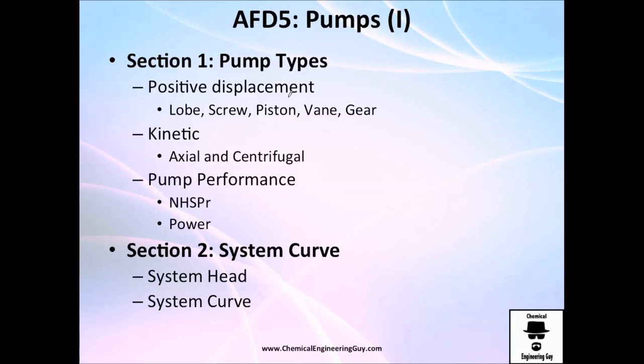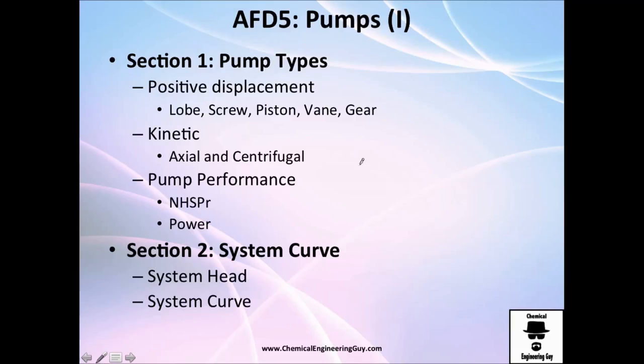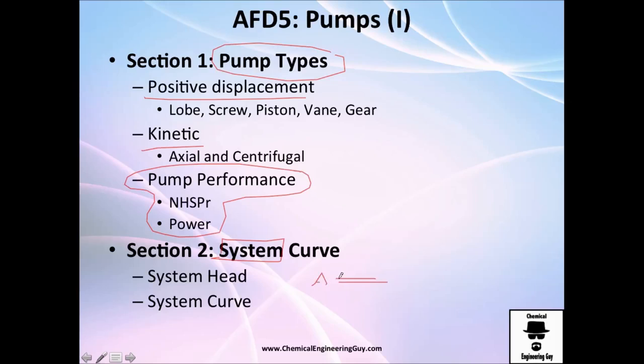Then we check out pumps, AFT block number 5. This is essentially 5 sections. Section number 1 is theory. What types of pump do we have? Positive displacement, kinetic, and a little bit on pump performance, such as cavitation and so on. Then we check out the system curve. What's the system requirement actually? If you have A needs to go to B, and you calculate the amount of energy required for this system, this is the system head, and then we will do a system curve. We'll see that later.